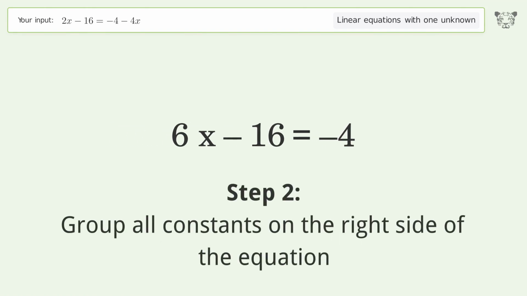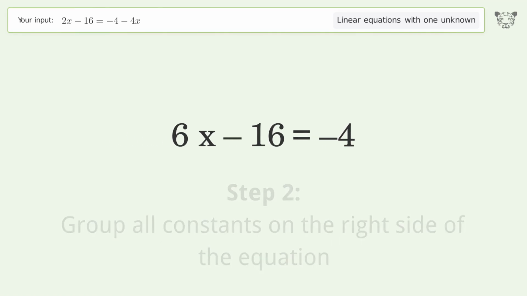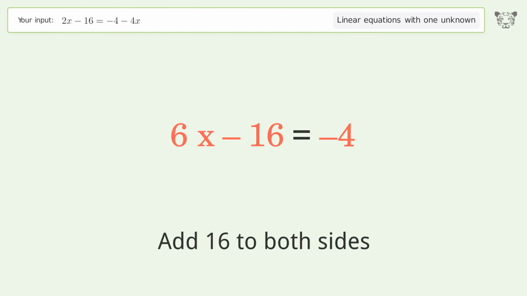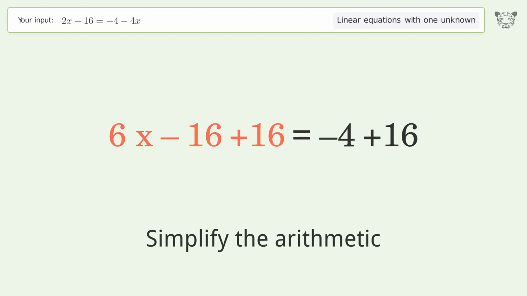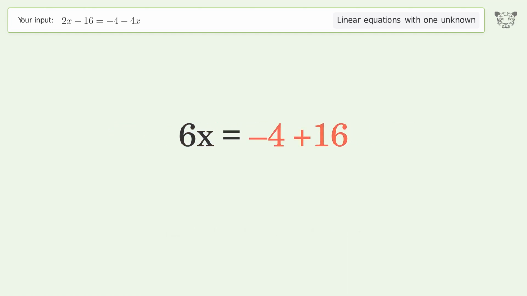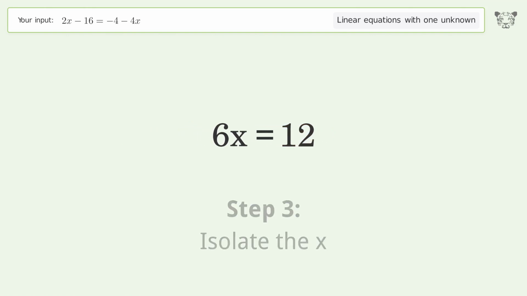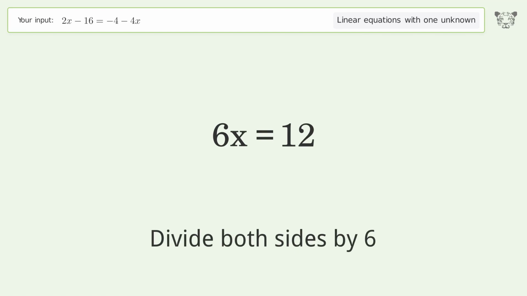Group all constants on the right side of the equation. Add 16 to both sides. Simplify the arithmetic. Isolate the x. Divide both sides by 6.